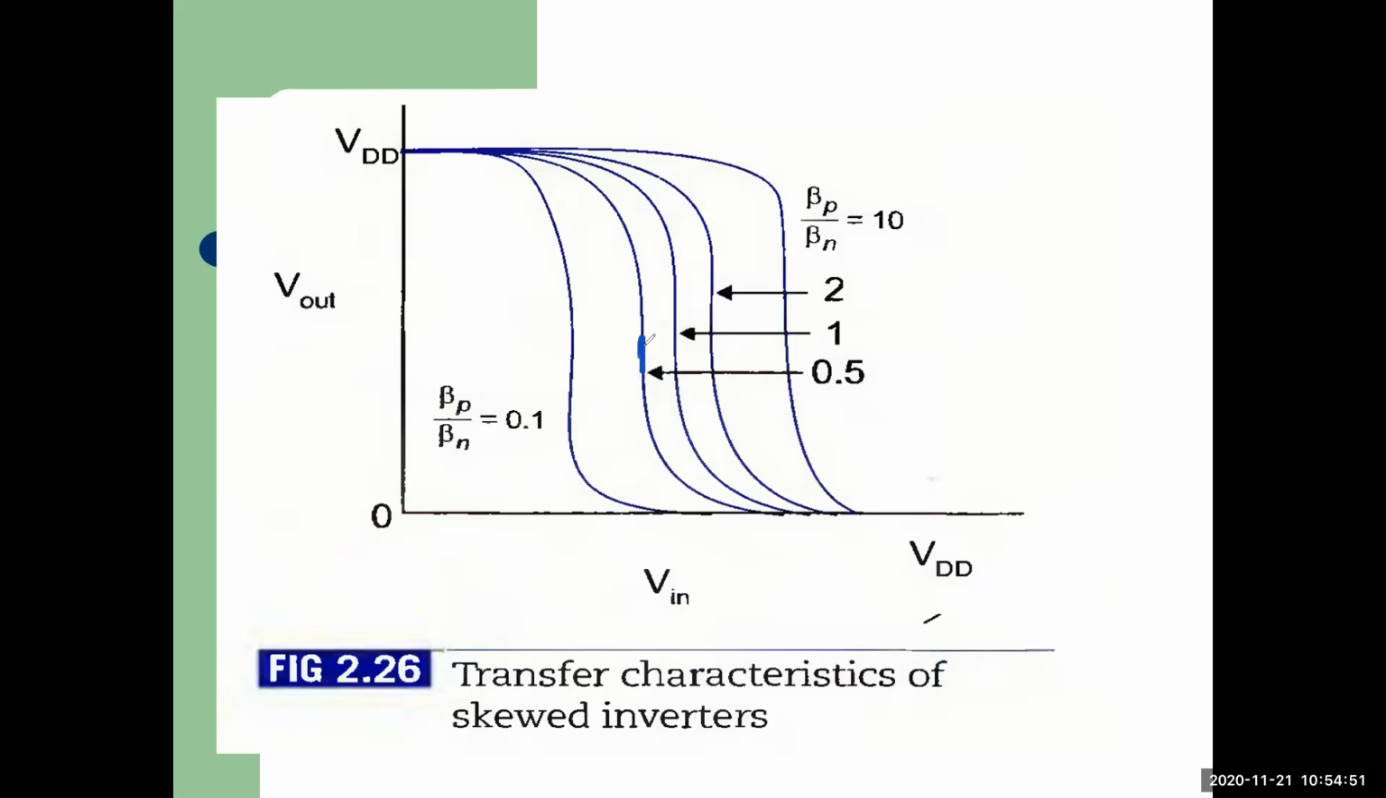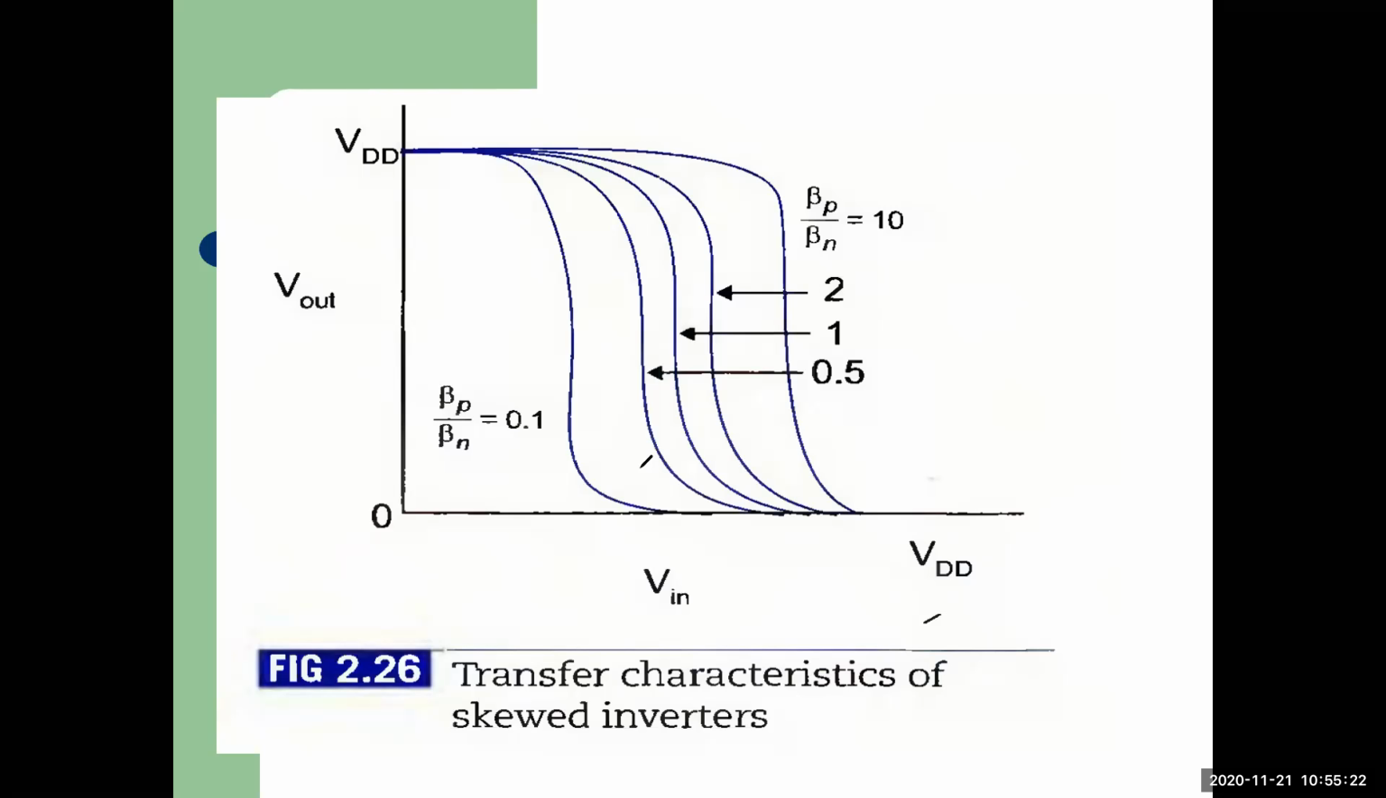Look at this one. Here, beta N is double. That's why the ratio is 0.5. So it shifted towards left. Here, beta N is 10 times. That's why it is 0.1. It shifts towards the left more. So this is the effect of our beta P and beta N ratio. What it does, it actually minimizes the noise margin.